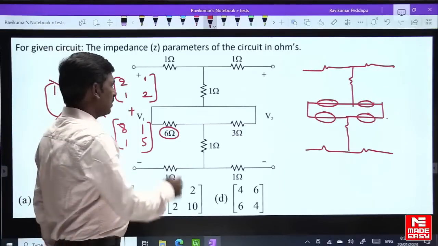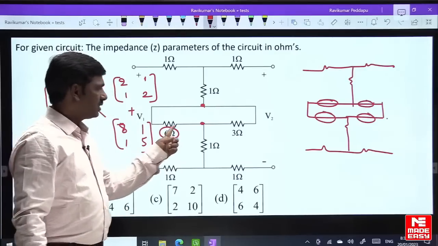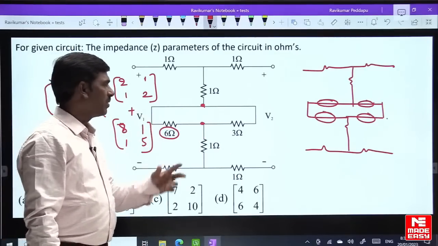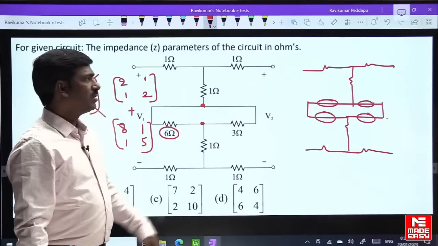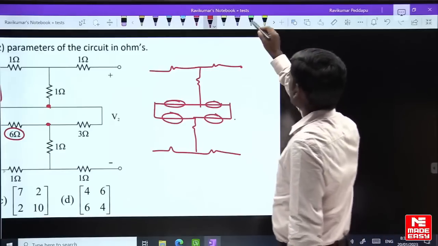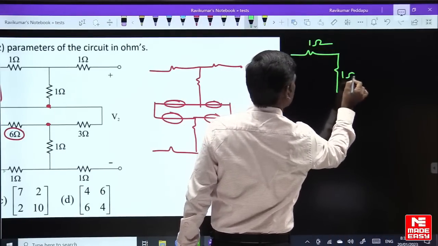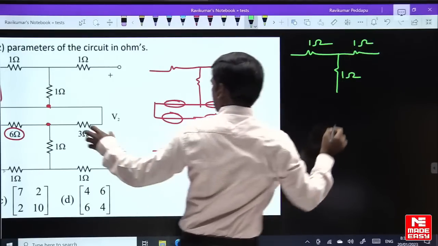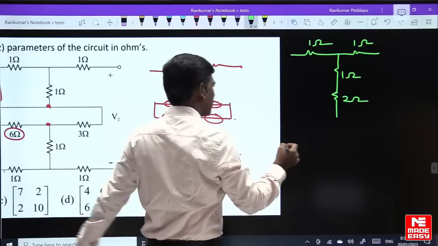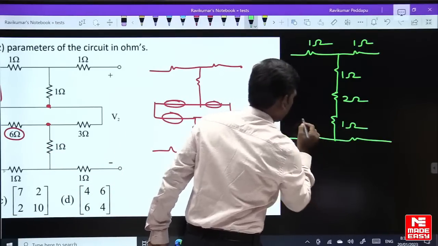So in this case, how to do? This point is the same. So 6 ohms and 3 ohms are in parallel, or not? 6 and 3 are in parallel. So don't do ZA plus ZB here. Normal simplification: 6 ohms, 3 ohms are in parallel. So the circuit becomes 1 ohm, 1 ohm, 1 ohm, and 6, 3 in parallel becomes 2 ohms. And again 1 ohm is in series. Here 1 ohm and here 1 ohm.